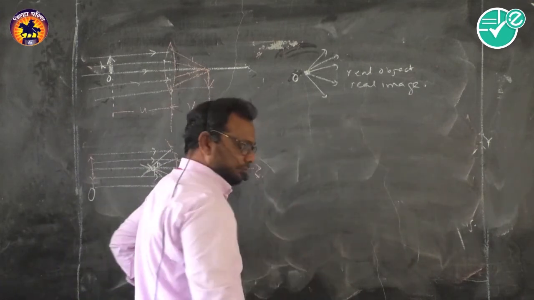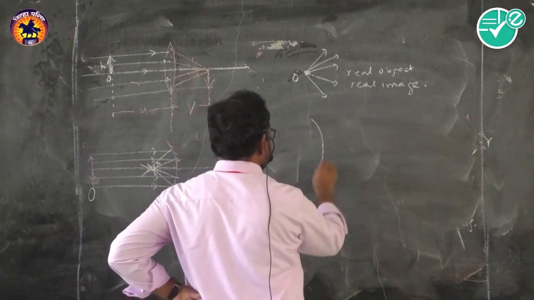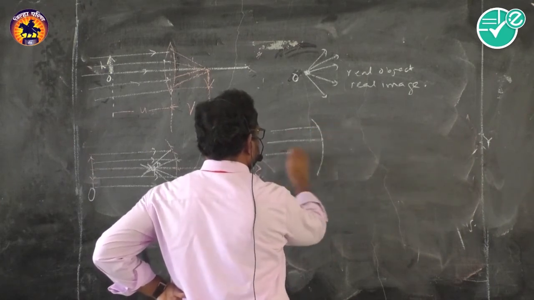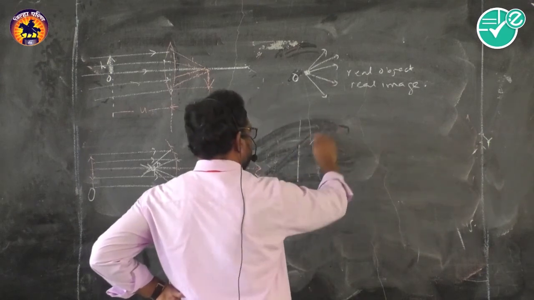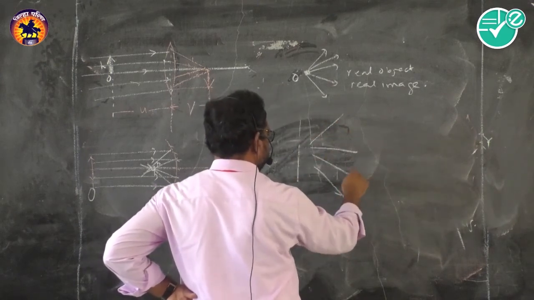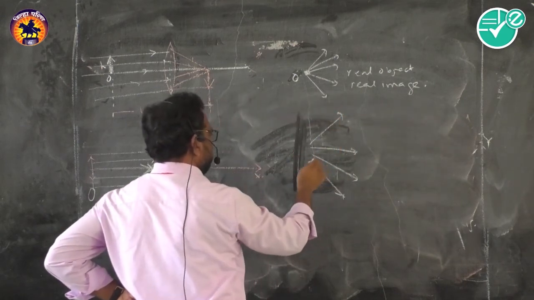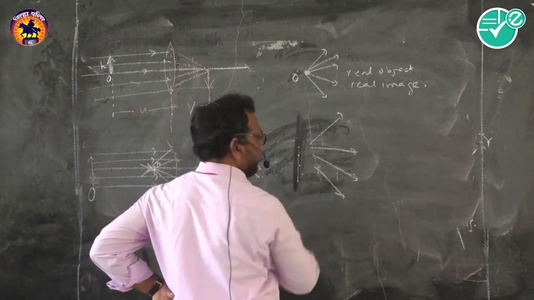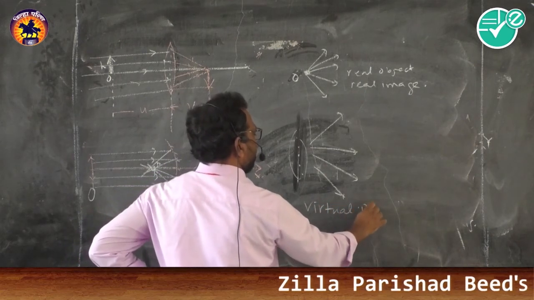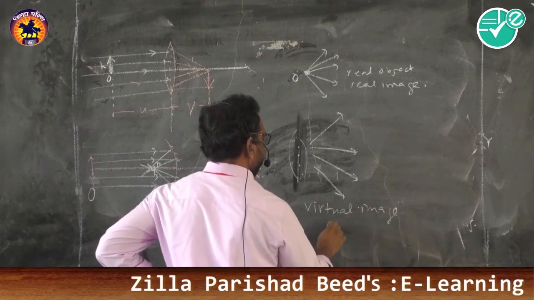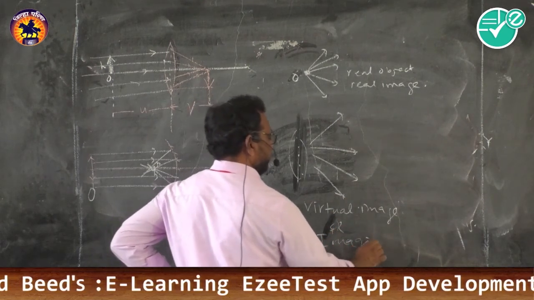Suppose a diverging lens is there, then the rays are diverging like this. From where these rays are coming, we don't know exactly. So this type of image is called a virtual image, or imaginary image.